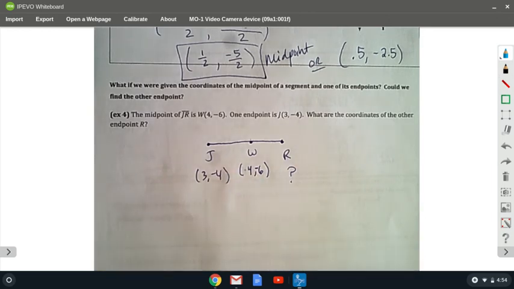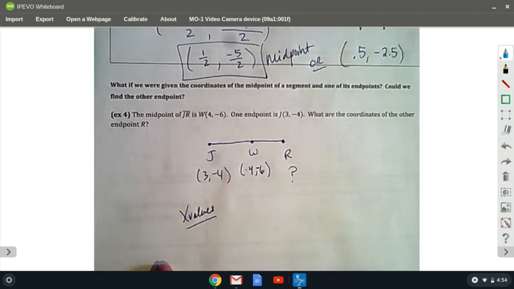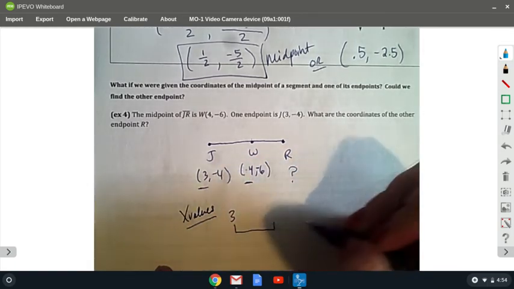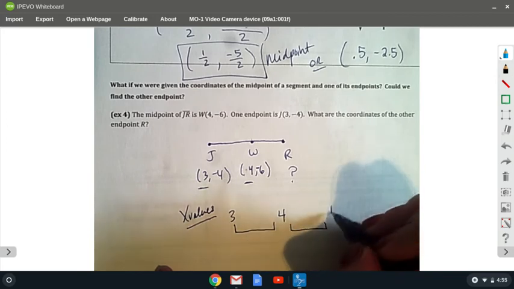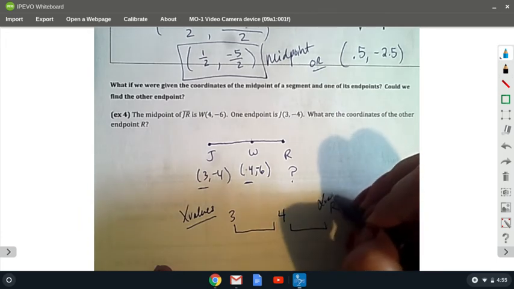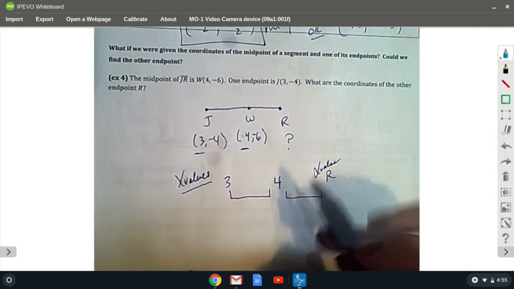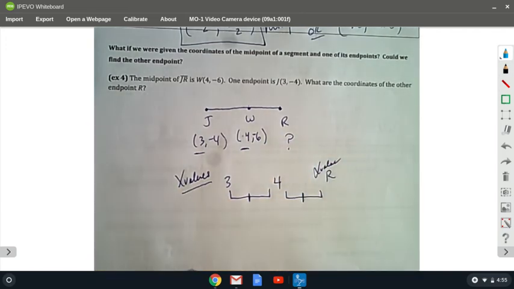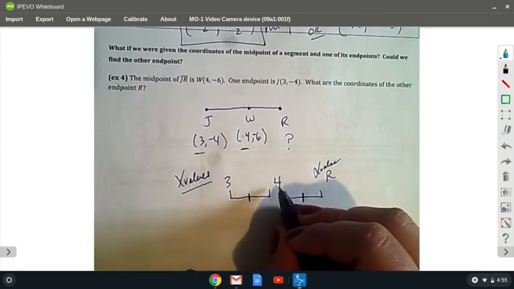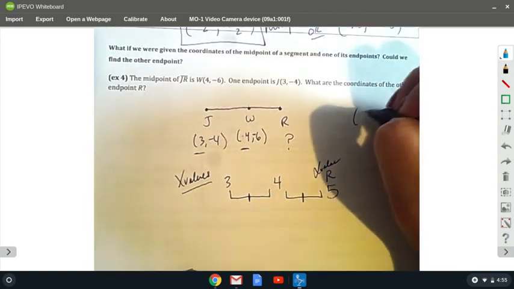Now, one thing you can think of is first think of the x values. This is how I do these problems. It makes it super easy. So think of the x values. It goes from 3 to 4, and then it needs to go to the r x value. If it goes from 3 to 4, that's a distance that should be equivalent to this distance. From 3 to 4, we only move one measure, so this also has to move only one measure. That means our x value of r has to be 5.